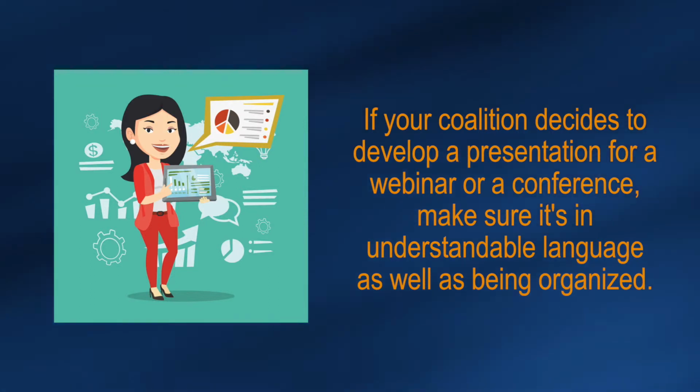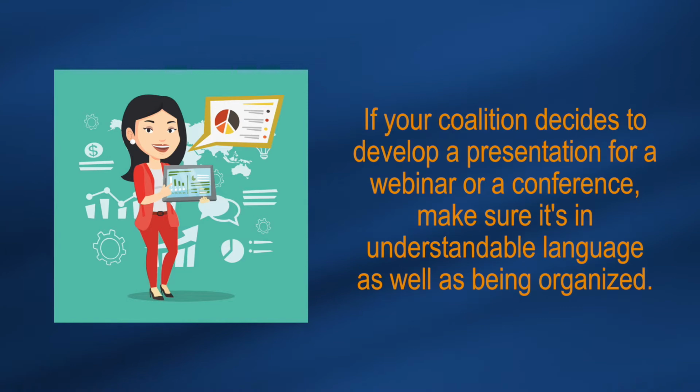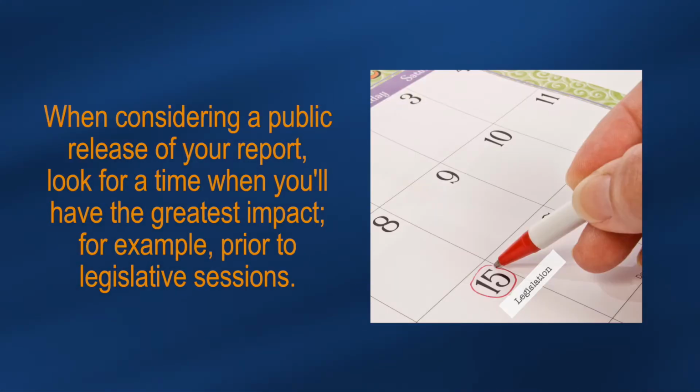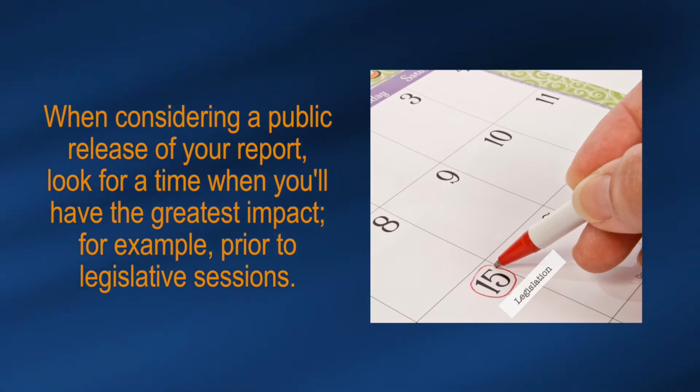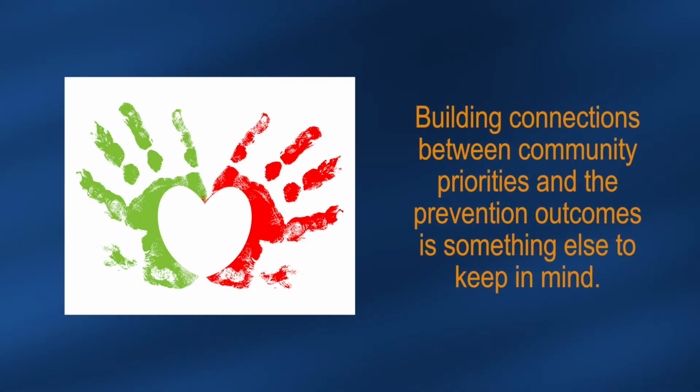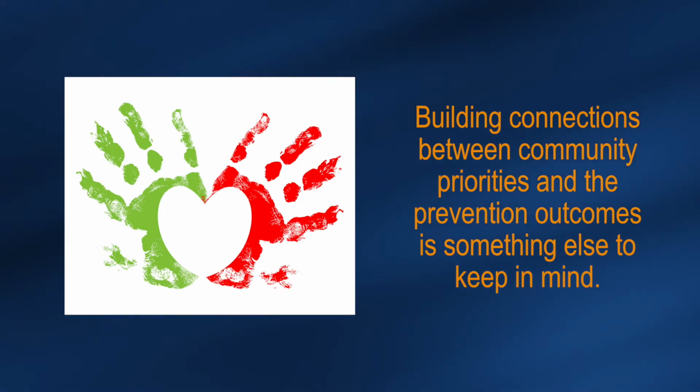If your coalition decides to develop a presentation for a webinar or a conference, make sure it's in understandable language as well as being organized. When considering a public release of your report, look for a time when you'll have the greatest impact, for example, prior to legislative sessions. Building connections between community priorities and the prevention outcomes is something else to keep in mind.